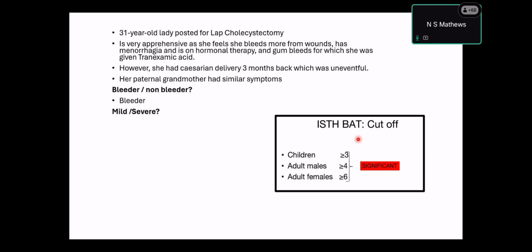And I would say, for example, if you have hemophilia, hematoses, epistaxis, bleeding from open wounds, and all, the bleeding symptoms will even go up to 20. Now she's just, with all her symptoms, sitting at 6. The other thing is, you have one history here. She even had a cesarean delivery 3 months back, which was uneventful. So do you think a severe bleeder will have a very uneventful cesarean delivery? No. So questions to answer.